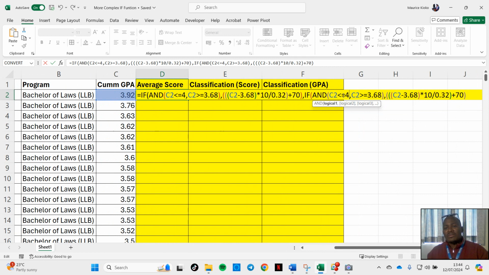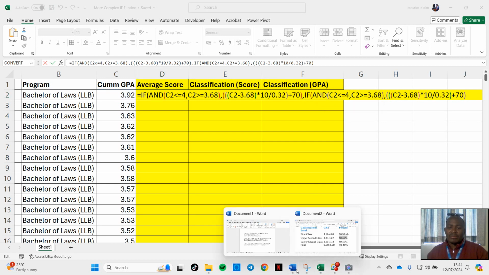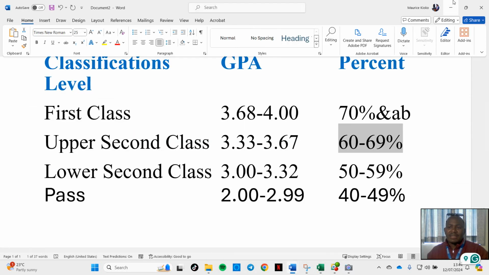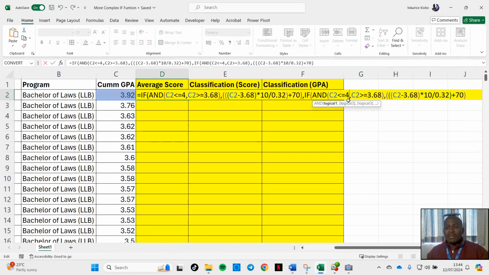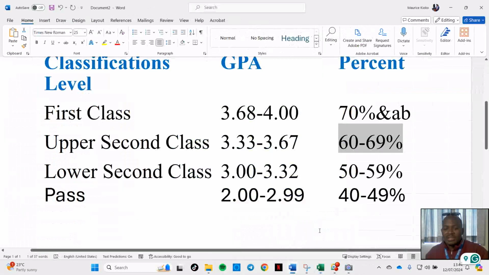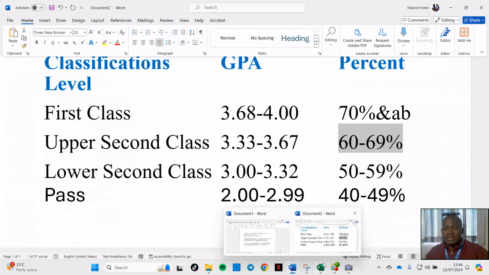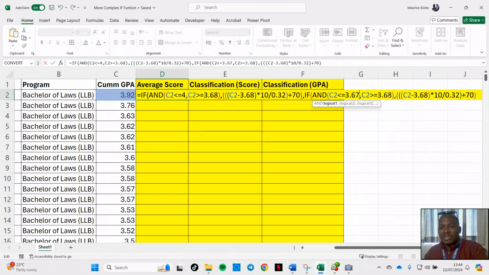We're going to say if C2 is less than or equal to, what is the upper limit? The upper limit is 3.67, and the lower limit is 3.33. If that is that, then the C2 minus the lower limit, which is 3.33, then you multiply by, now we are not multiplying by 10.